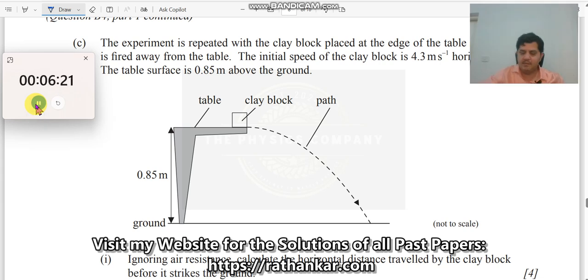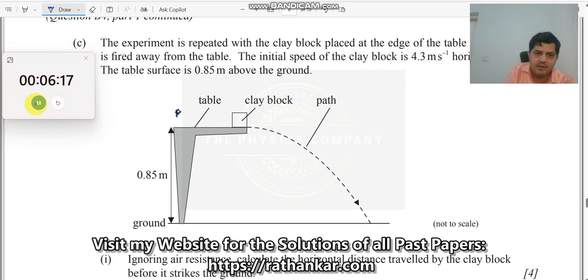Okay, question number C, continued from there. So earlier what did we do? We put the clay block over here, we fired a bullet over here. As a result of it, it started moving like this and stopped here. Now what we do is, we are not putting it here. So the experiment is repeated with the clay block placed at the edge of the table. We kept it at the edge of the table and we fired the bullet over here.